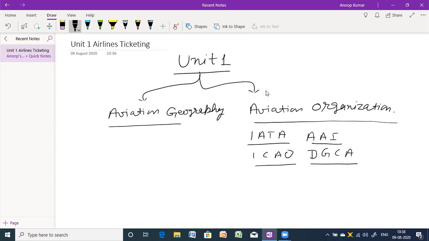Then we will learn about aviation geography also. In aviation geography, first of all, let me give you a brief of what we are going to study, and then we will start learning the concepts of aviation geography first.